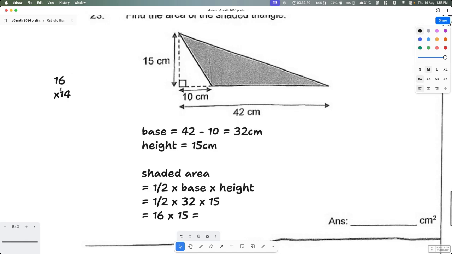Why is it like that? Sure, 16 times 15. What is 6 times 5? This will become 30. Put a 3 on top over here. Oops. You know what, I'm just going to times 5 first. So 16 times 5 is basically 80, right?